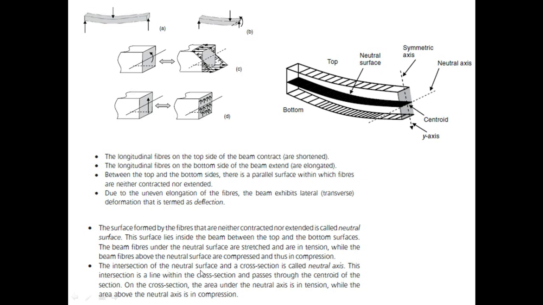The intersection of the neutral surface and a cross section is called the neutral axis. Here it is, the neutral axis. This intersection is a line within the cross section and passes through the centroid. Here it is, the centroid of the section. On the cross section, the area under the neutral axis is in tension, while the area above the neutral axis is in compression.